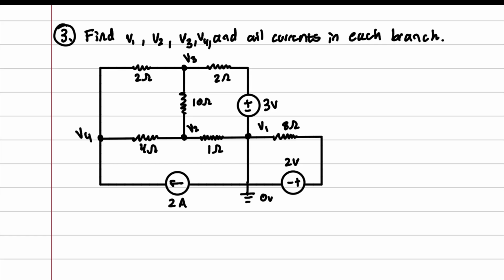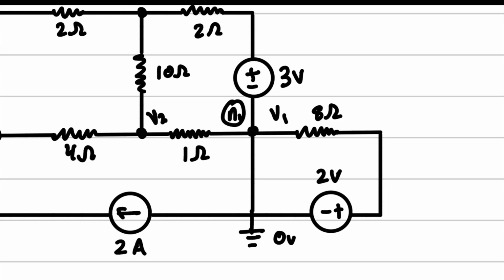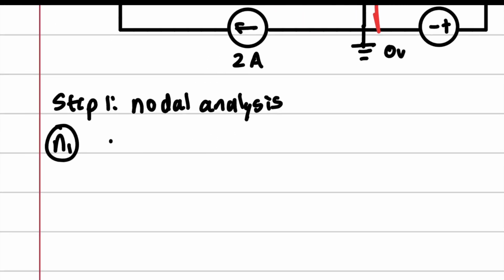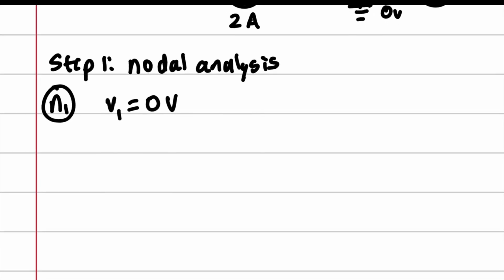So node 1 is with V1 right here. Now notice something very important. We can draw a nodal equation here, but we can make a nice simplification. So the ground seems to be directly connected to V1. And remember, at a node, it shares all the same voltage. So that means that V1 is simply 0 volts. Okay. Now node 2.